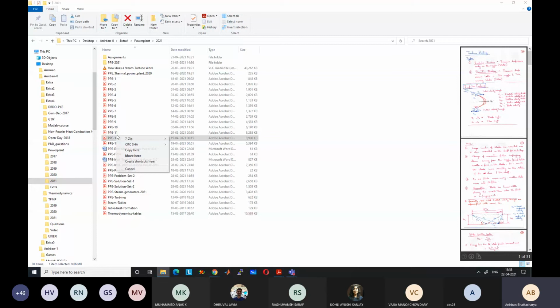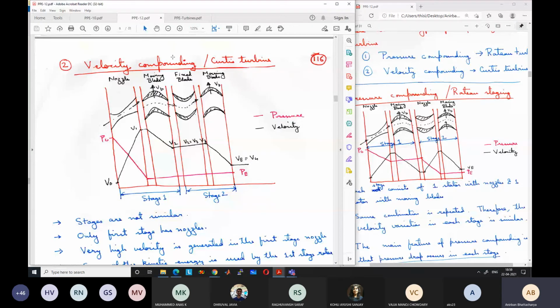So in velocity compounding, in contrast to pressure compounding, all the stages are not similar. The first stage has a nozzle where the entire velocity generation occurs. So from V0 to V1, the entire kinetic energy generation occurs in the first stage nozzle, and the entire enthalpy drop also occurs in the first stage. From V0 to V1 there is a huge jump in velocity, so V1 is a very high velocity.